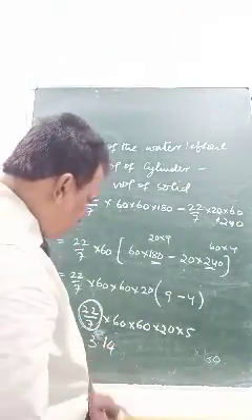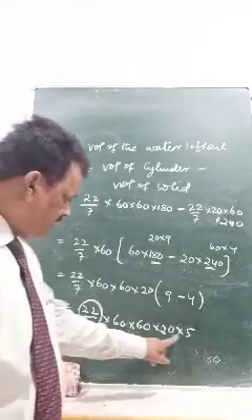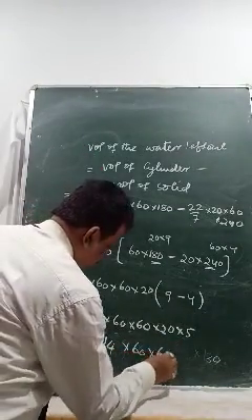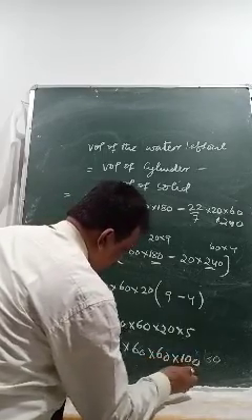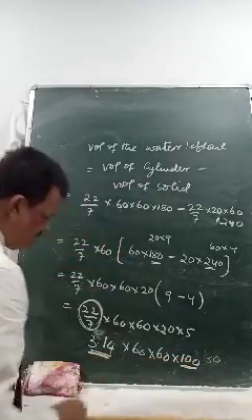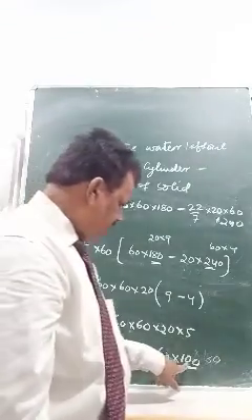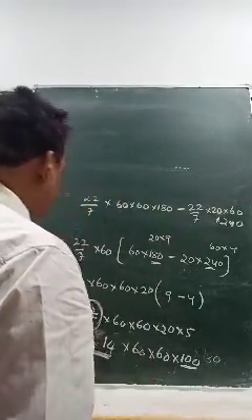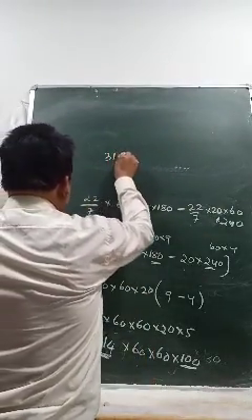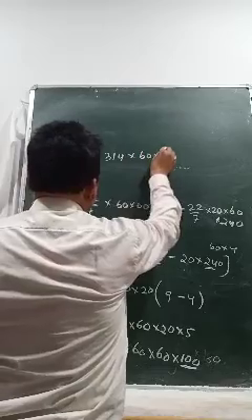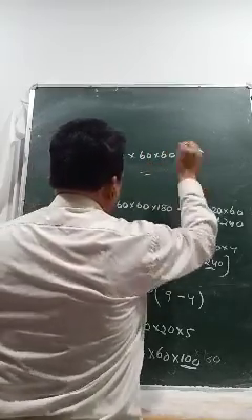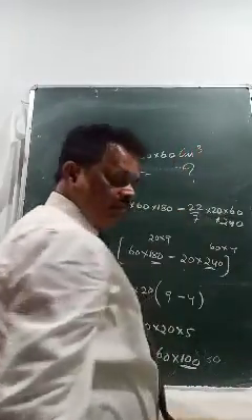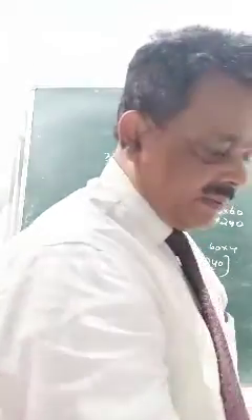22 by 7 and 3.14 are the same. Why am I writing this? Because there are so many zeros, you can remove the decimal: 60, 60, 100. This 100 will simplify with the two zeros. So 314 into 60 into 60 multiplied by 5 centimeter cube. Okay.